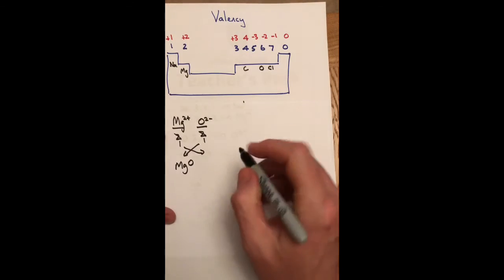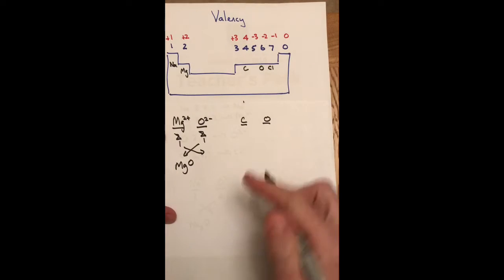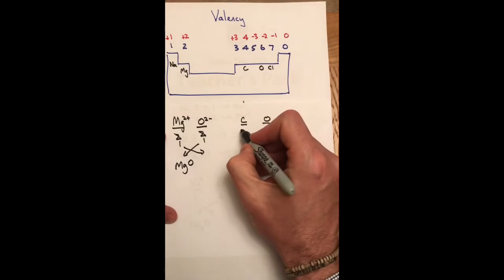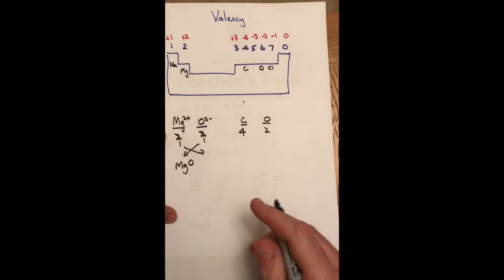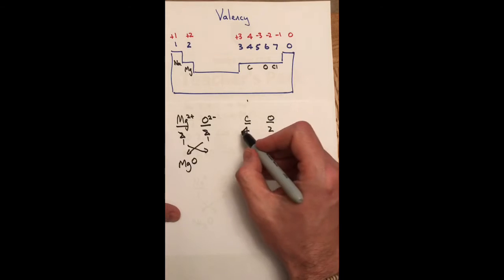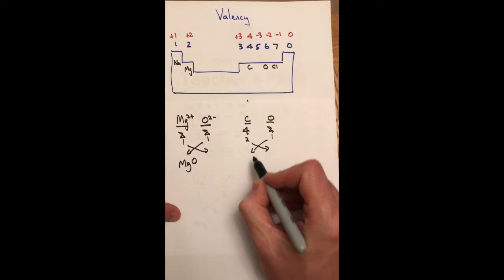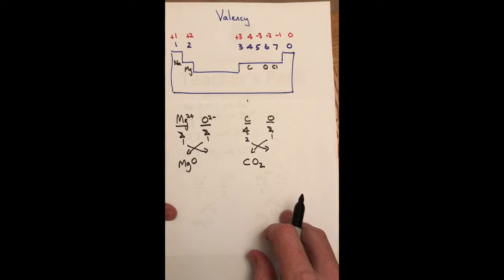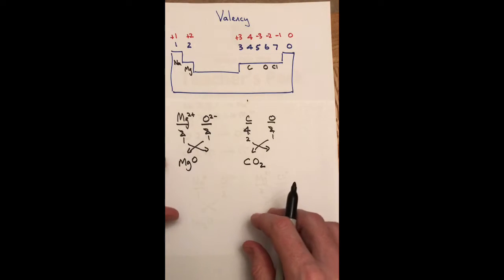Just to show you this kind of works for carbon, so carbon, and let's have it bonding with oxygen. We know that carbon is in group 4, so it's got a valency of 4, and we know that oxygen is in group 6, so it's got a valency of 2. Now remember the rule we just learned, that if these cancel down, you have to cancel them down. So this becomes 2 and 1. Then cross them over, and we get carbon gets a 1, oxygen gets a 2. There we have the formula for carbon dioxide, CO2. So this will work for every element in the groups in the periodic table.